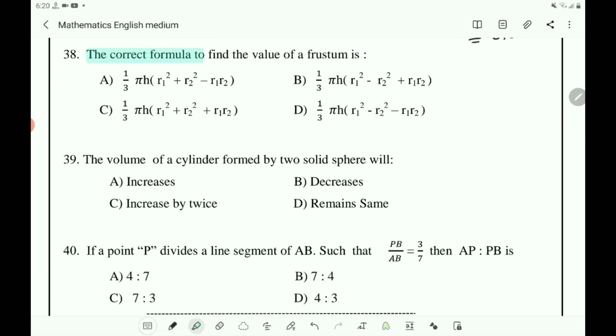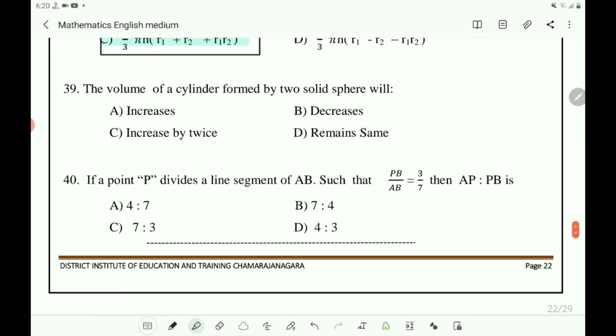Then you take the next question, question number 38. The correct formula to find the volume of a frustum. You know the formula of the volume of the frustum of cone, that is 1/3 pi h into r1 square plus r2 square plus r1 into r2. So option C is the answer here. Note down the answer. Option C, 1/3 pi h into r1 square plus r2 square plus r1 into r2. Then take the next question.